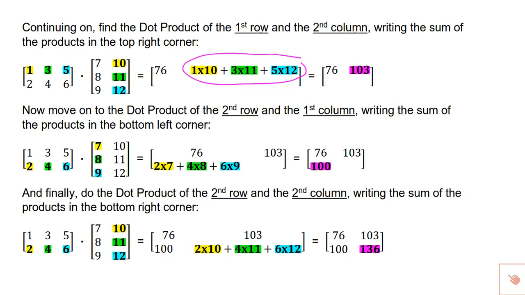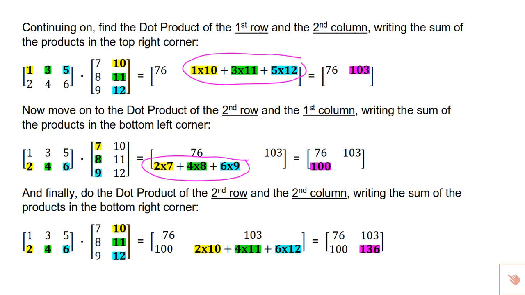Now that we've finished everything with the first row, I multiplied it by the first column and the second column. We scooch down to the second row and we repeat. We're going to multiply that by the first column and the second column. So pinch that 7 and that 9, twist, lay it on top of the 2 and the 6. So 7 and 2 go together, 4 and 8 go together, 6 and 9 go together. Add those all together and put it in the bottom left corner, which is basically the second row, first column of the resulting matrix.